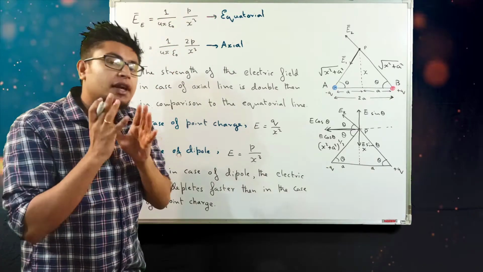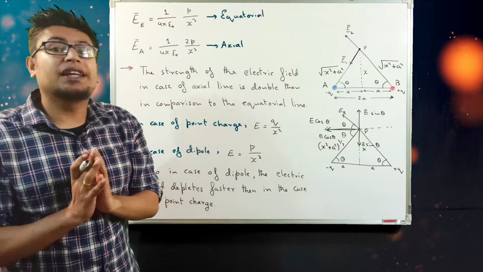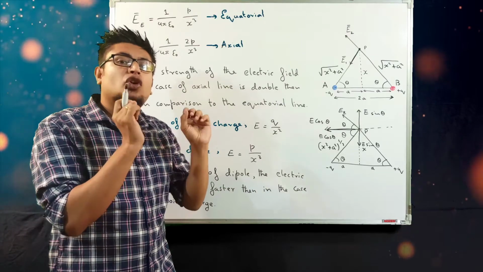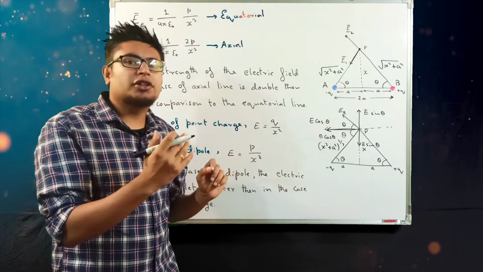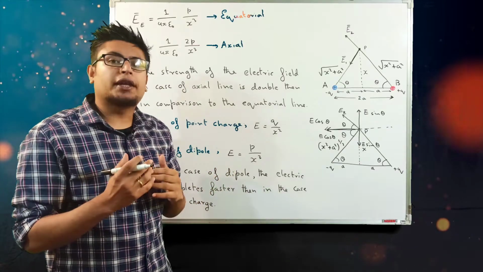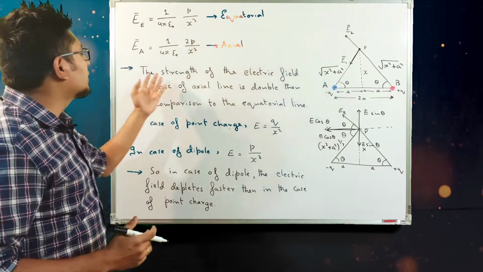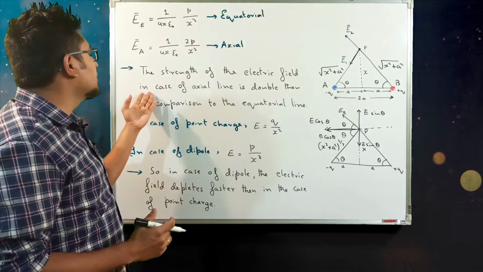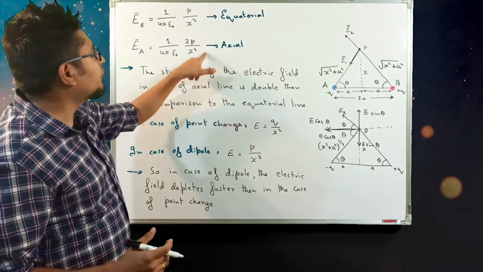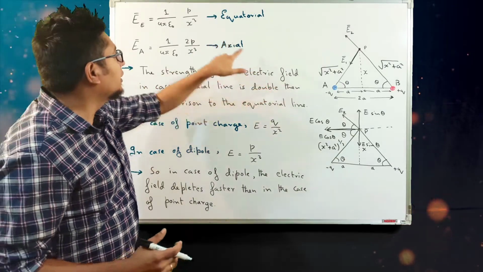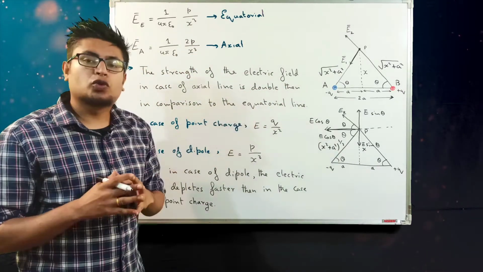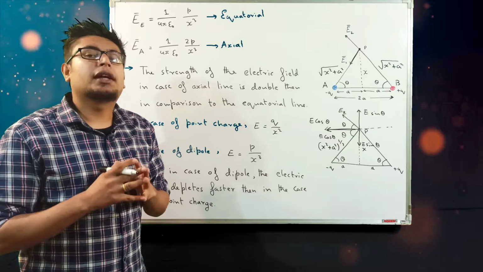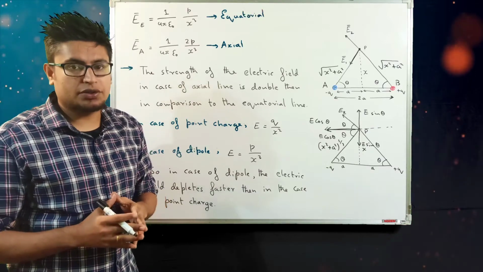So this means that the strength of the electric field at the axial point is double the strength in comparison to the equatorial point. The strength of the electric field in case of axial line is double than in comparison to the equatorial line. So this is one of the comparisons that is usually asked in the examination.